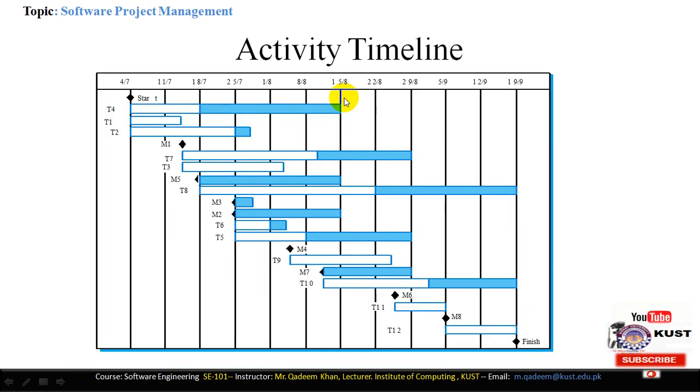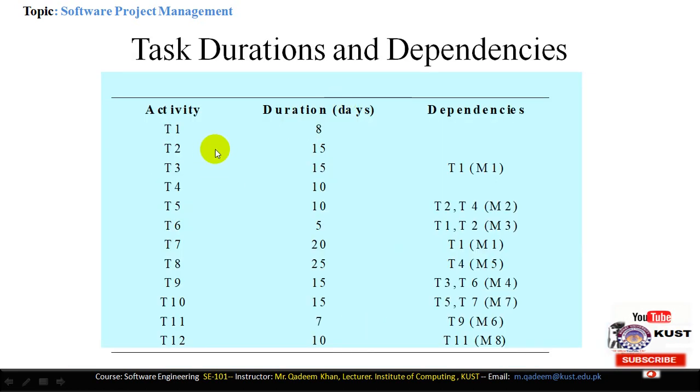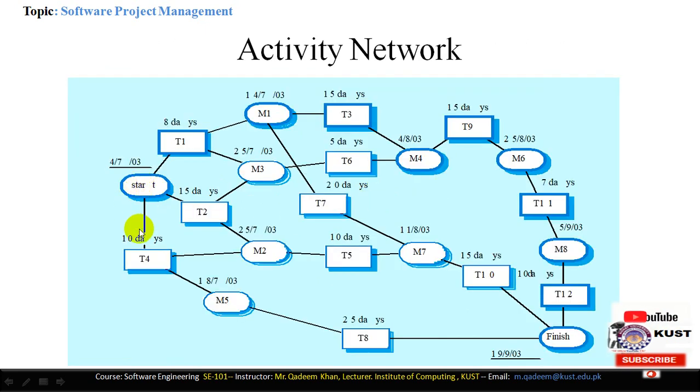Okay. Next is task 4. Task 4 requires 10 days and it is an independent task. There are no dependencies for task 4. So we can start task 4 immediately after the starting date of the project. This is the 4/7/2003 date, and task 4 required 10 days. So we will just define here task 4 over, and the days are mentioned over the task 4.